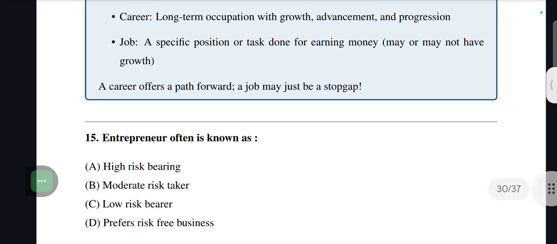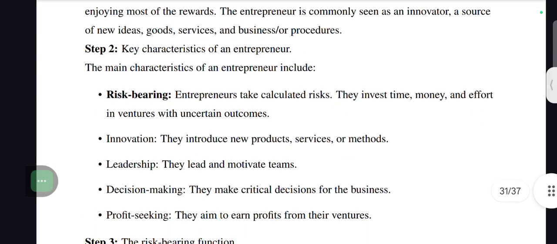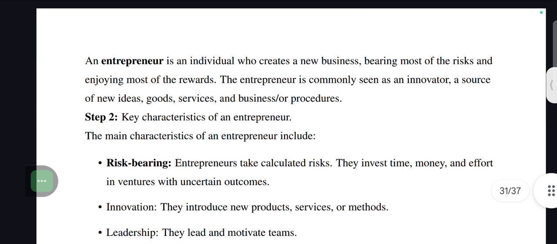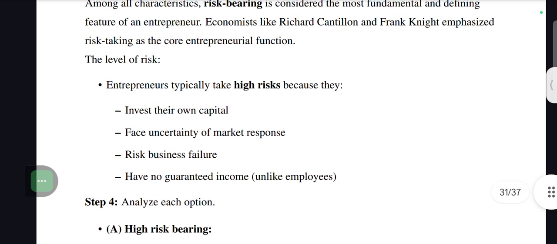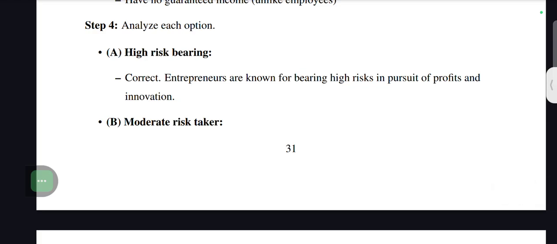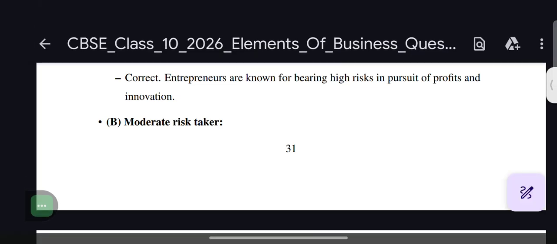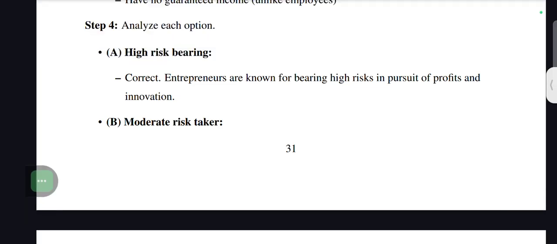Next, entrepreneur is often known as high risk bearing, moderate risk taker, low risk bearer, prefers risk free business. So first let us see the entrepreneur. It means an individual who creates a new business and bears most of the risk that comes. Like risk bearing, so entrepreneur is a risk bearer, means entrepreneur can take calculated risk. So the options that they have given, high risk bearing. So yes, entrepreneurs are known for taking high risk, not seeing the profits from the company. They first take the high risk. So the correct option is option A.